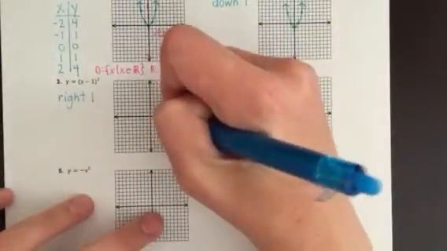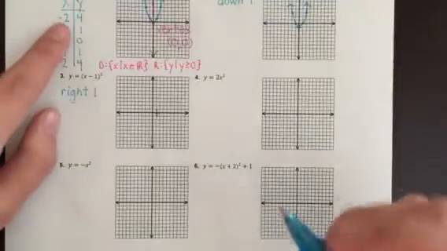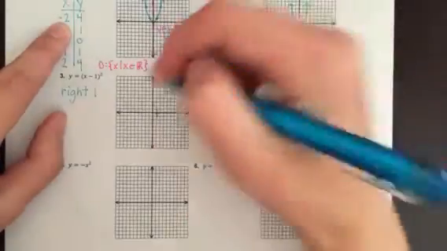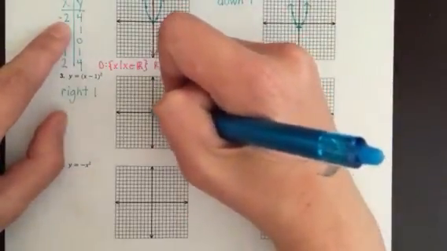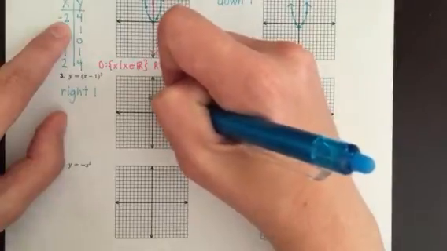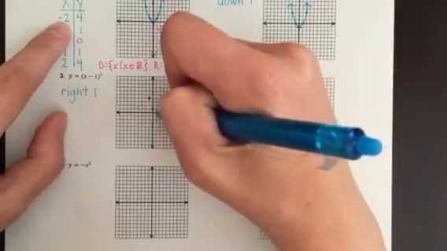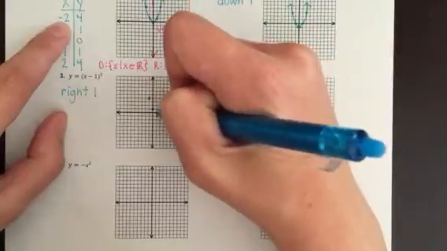Okay, so now I'm going to put my new origin and I'm going to plot my original x and y values: -2, 4; -1, 1; 0, 0; 1, 1; and 2, 4.